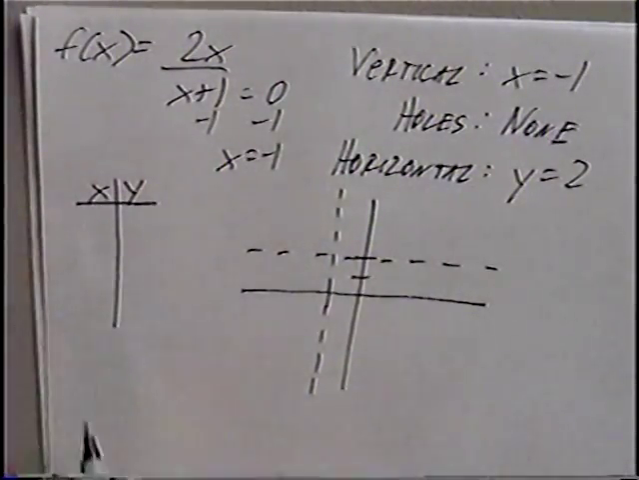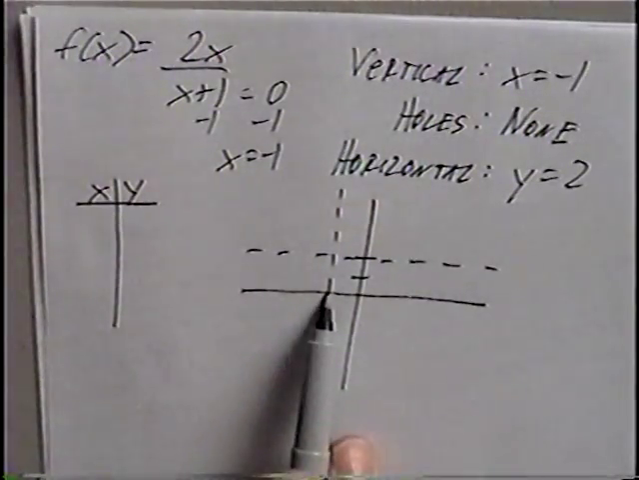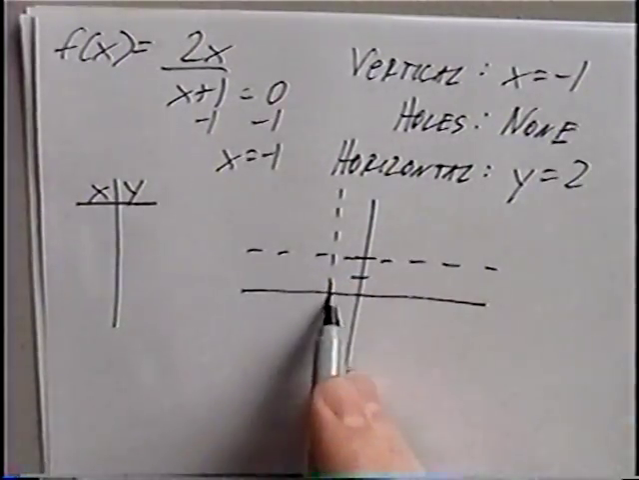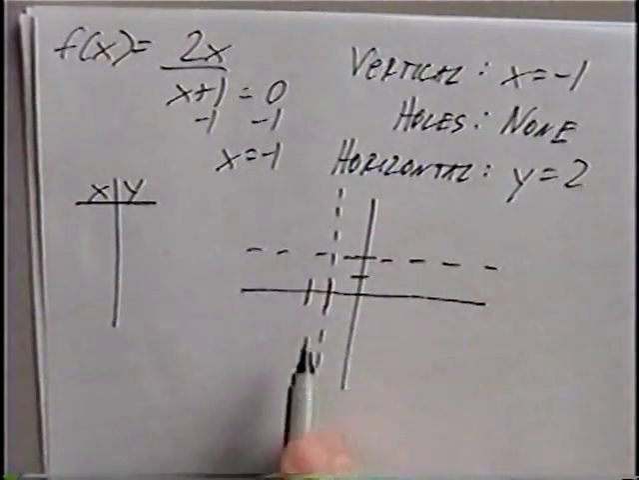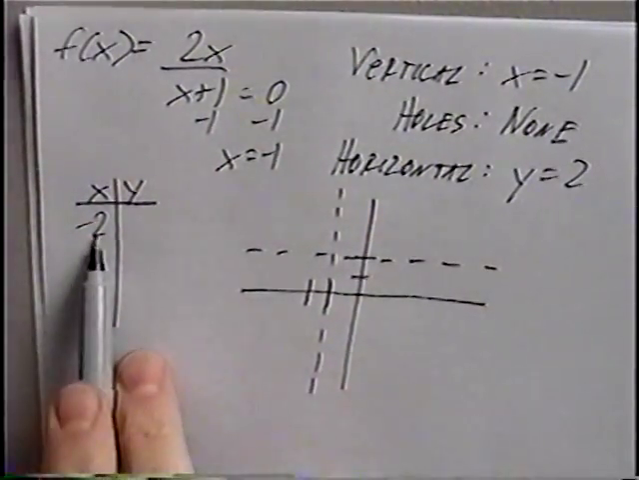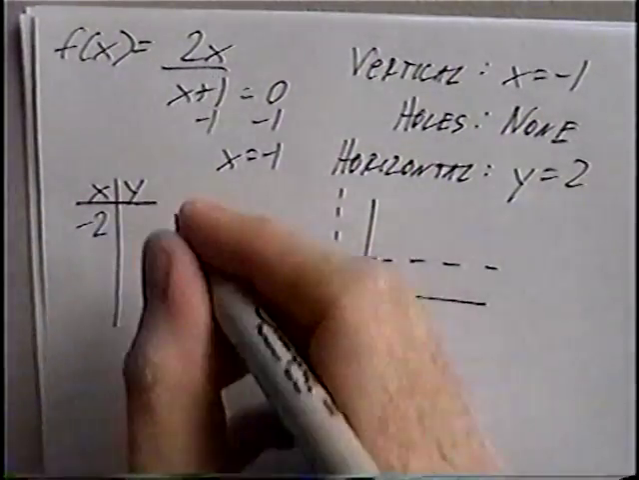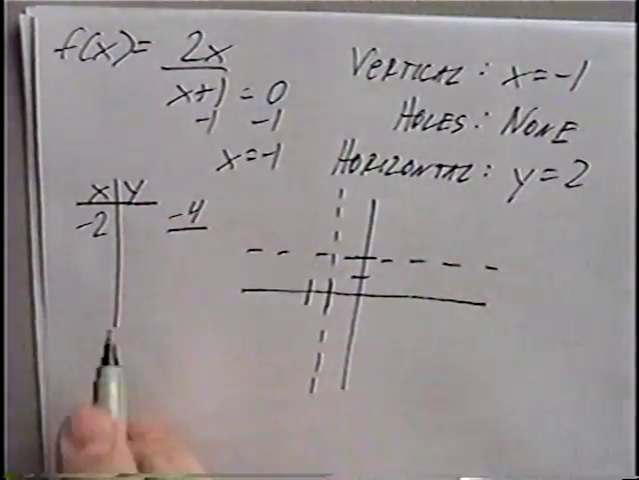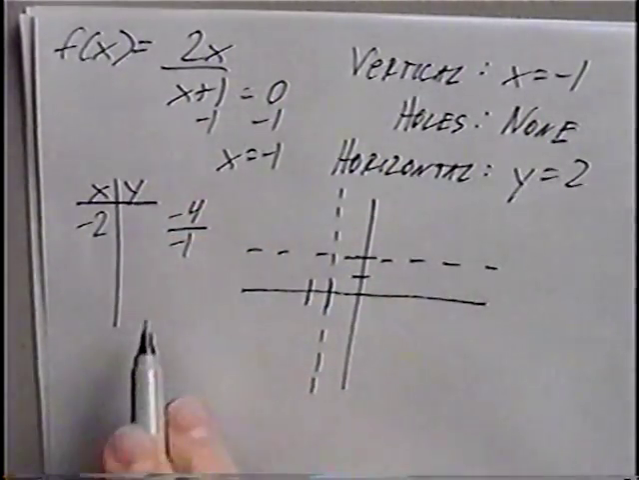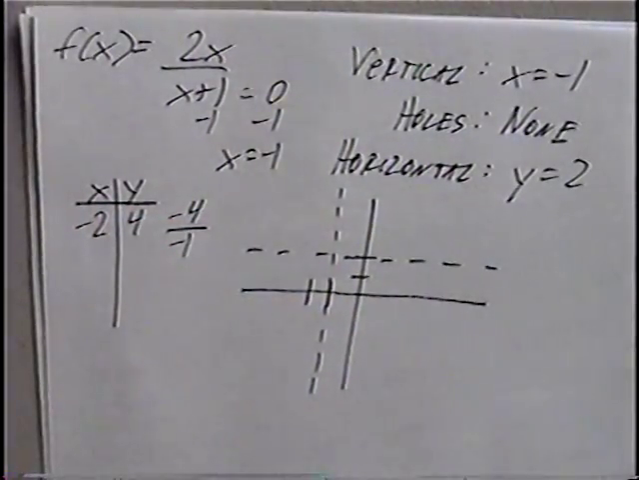To decide which points to use in the t-table, we want to pick one point to the left of the vertical asymptote and one point to the right. This vertical asymptote is at x equals -1, so the next point over would be -2. -2 we can plug back into our original equation. -2 times 2 would be -4, and -2 plus 1 would be -1. -4 over -1, the y value would be +4.